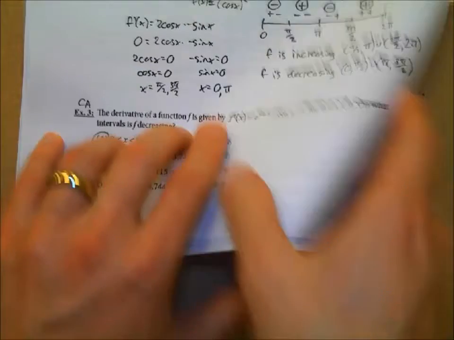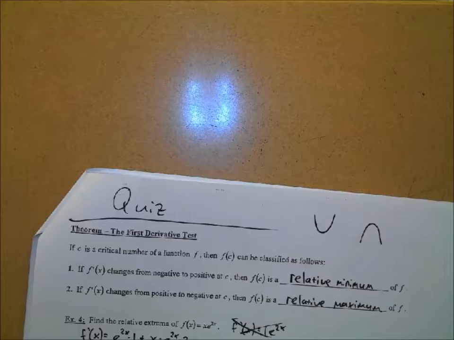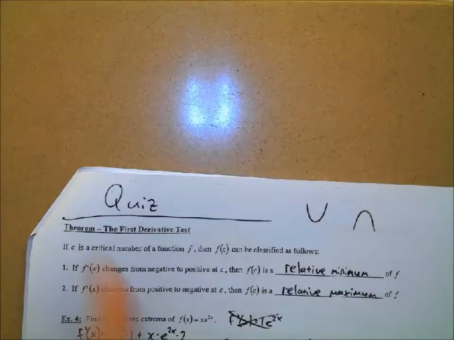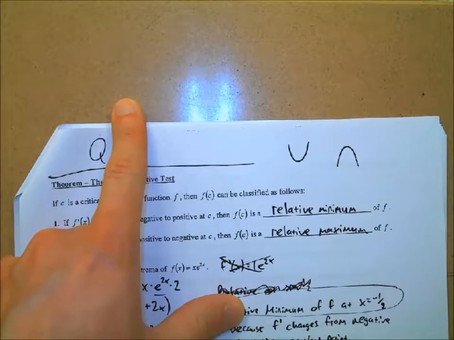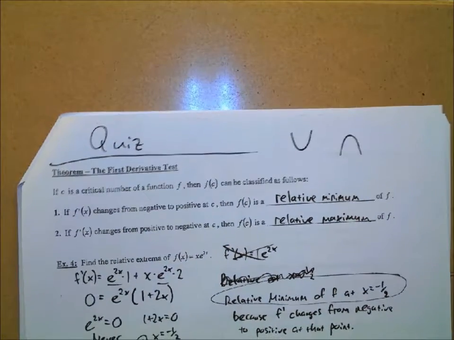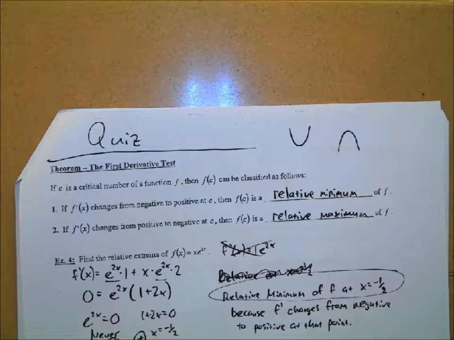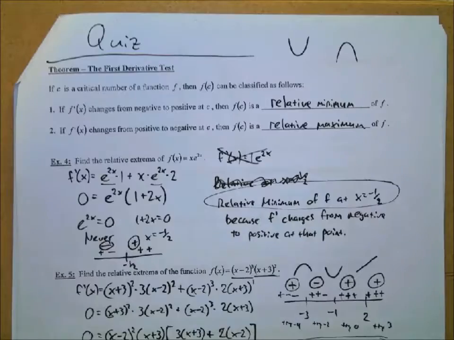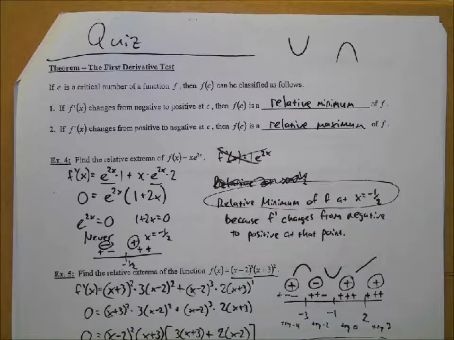Okay? Now, you'll notice here on my paper that I've drawn a line and put the word quiz above it. That means everything prior to this line is fair game for the quiz. Everything after this line is not going to be fair game for the quiz, or not possible to be on the quiz. All right? So keep that in mind as we proceed on here.